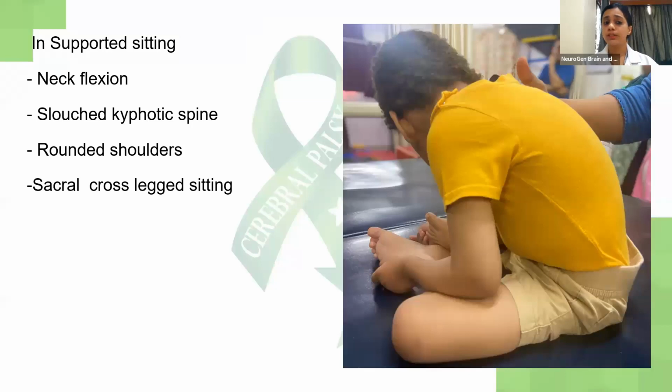Then comes supported sitting. In supported sitting, how is he sitting? He has a slouched, kyphotic spine and rounded shoulders. He's sitting on his sacrum, and we've given him support to sit. His shoulder is flexed, elbow is flexed. All of this needs to be mentioned, in how he is able to do things when you make him do it, or however he is doing it is to be mentioned.